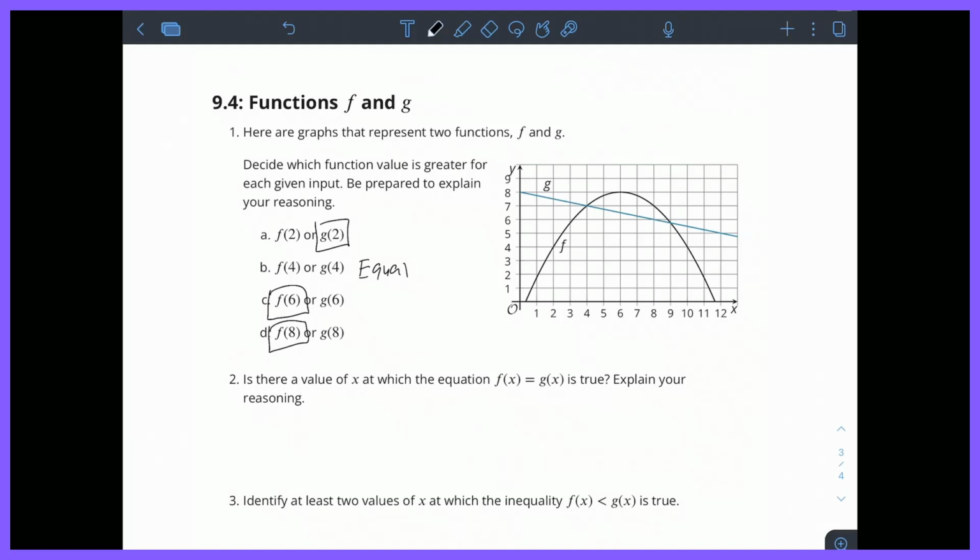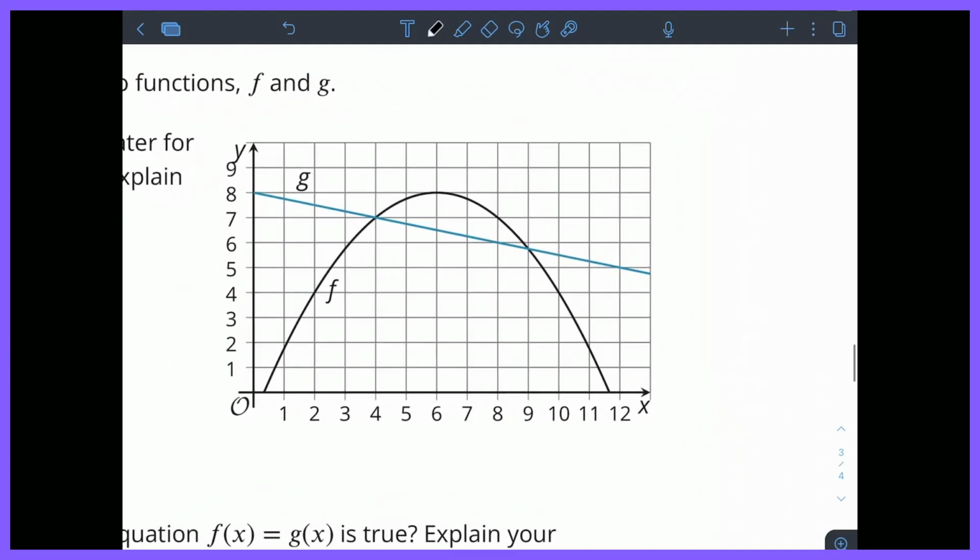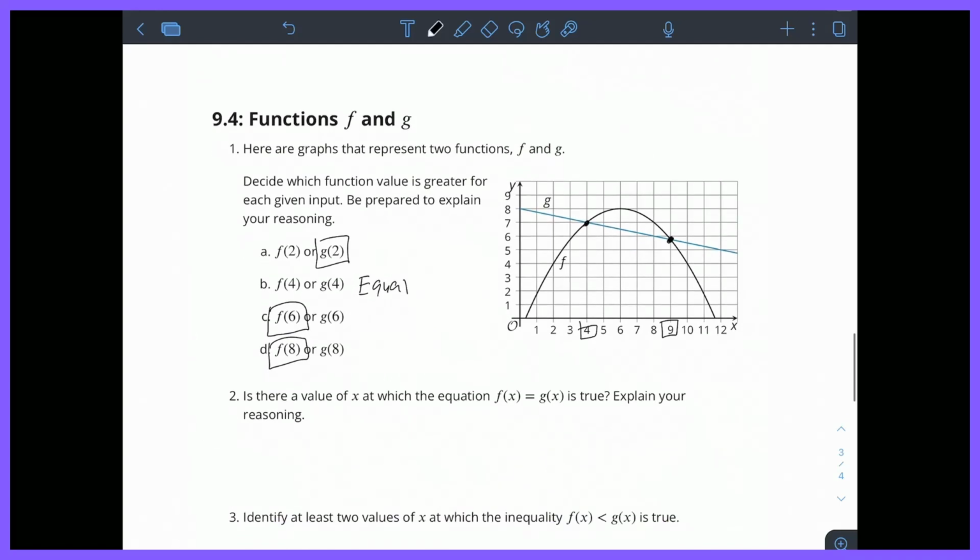Is there a value of x for which the function f of x equals g of x is true? Well, there's actually 2. If I'm going to zoom in on this graph for just a quick second here, there are 2 points in which the functions are actually equal to one another. They occur at 4 and at 9. Okay? So at x equals 4 and x equals 9, the functions are actually equal to one another.